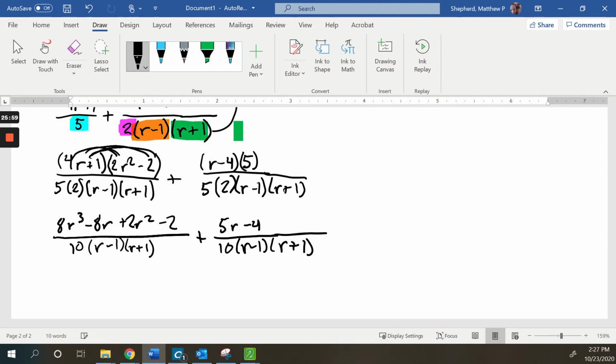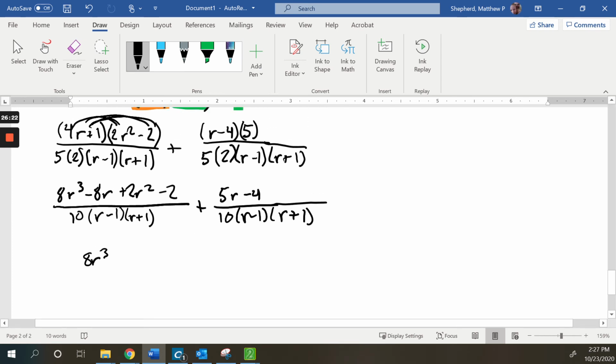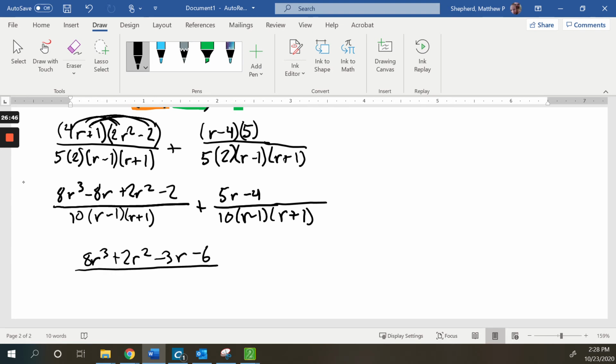All right, and now just combining like terms, going straight across, because we are just adding, so I don't need to worry about any oddities there. So 8r cubed, negative 8r plus a 5r. Actually, let's start with the squared. Just give me a moment, I'm going to double check. Yeah, so we just want plus 2r squared. And then we're going to have minus 3r. And now the negative 2 minus 4, negative 6, all over 10 r minus 1 r plus 1.